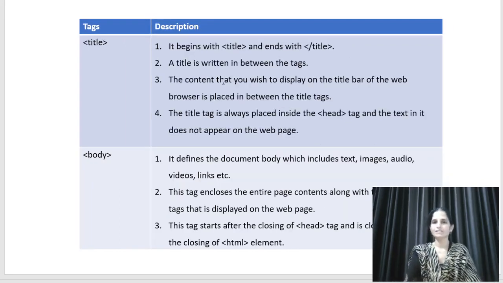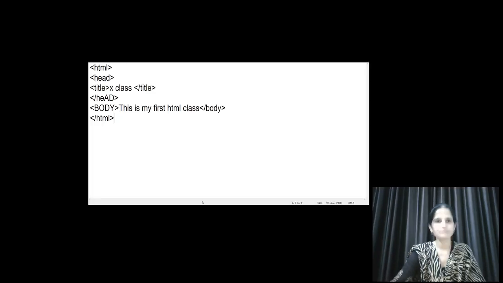Now what do you mean by the title? Title tag begins with the title and ends with the title. So this is also your container tag. A title is written in between the tags. Always your title is written between the tags, same as we can see in here. For example, here we write down 10th class. This is your title tag. Title start, then write down the name of the title, and then you can close the title tag here.